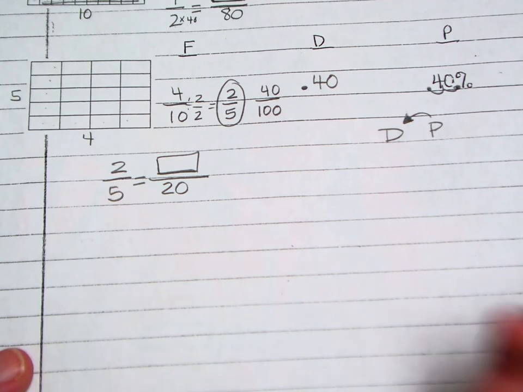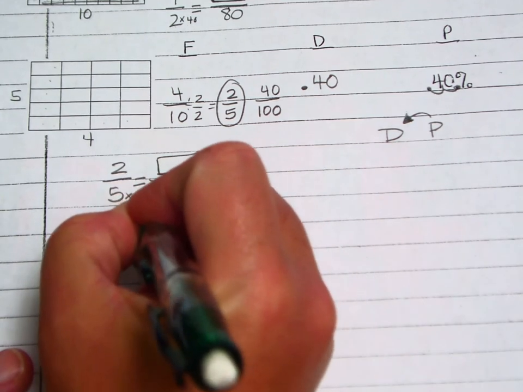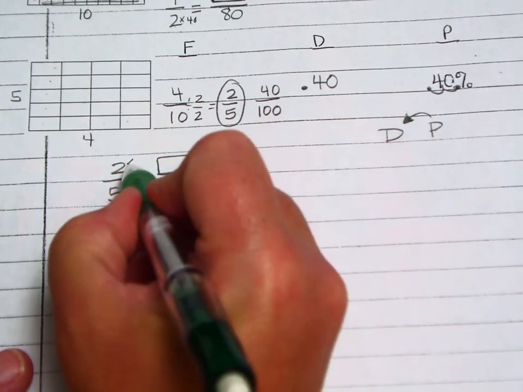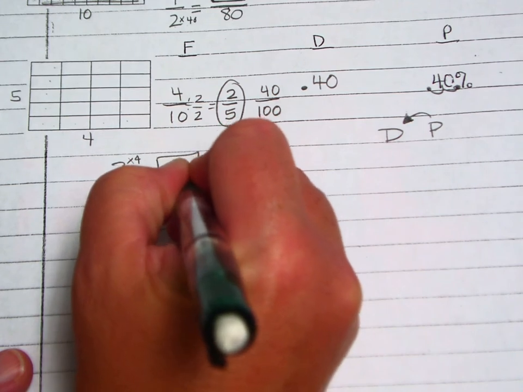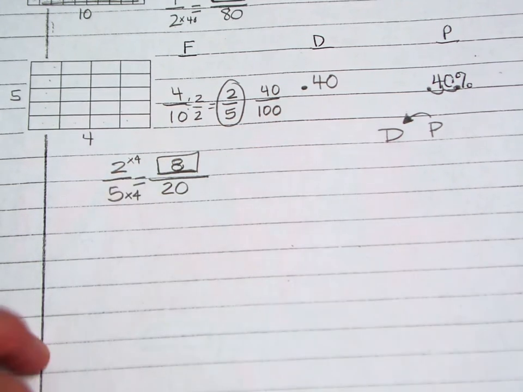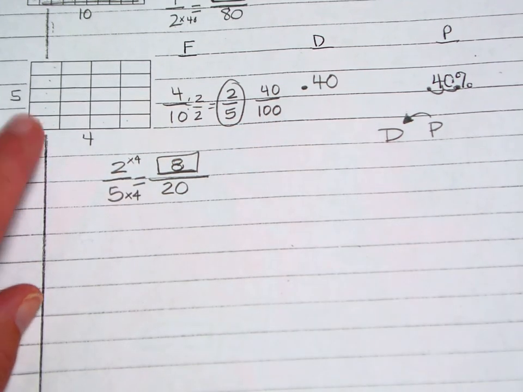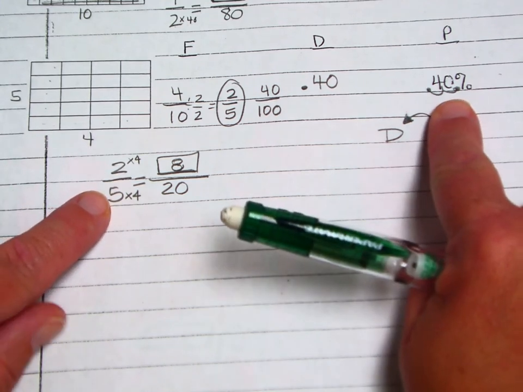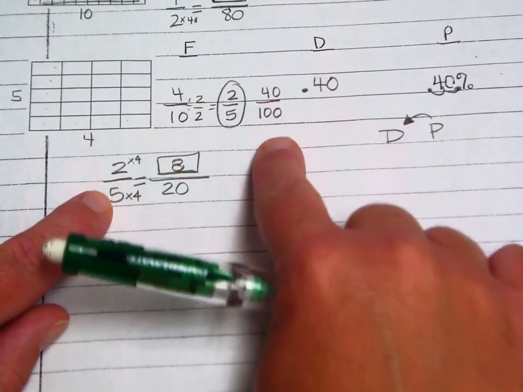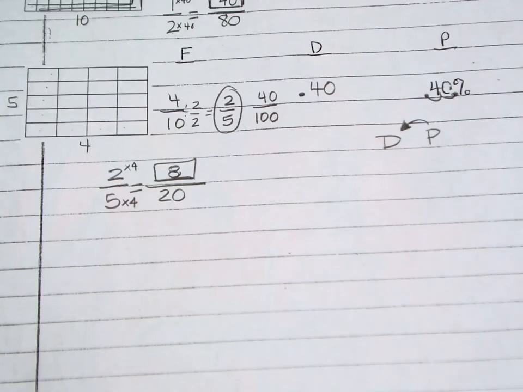Equivalent fractions. How do I get from 5 to 20? Times 4. What I do to the bottom, I must do to the top. 2 times 4 is 8. How many squares need to be shaded in this box to represent 40%, 4 tenths, or 2 fifths? They're all the same. Shade the appropriate number of boxes in that box.